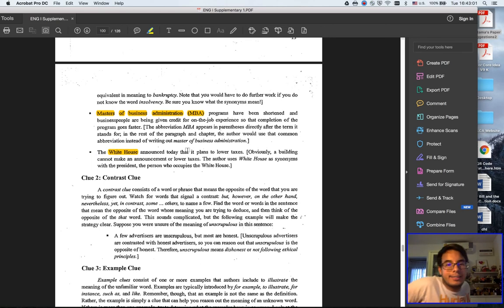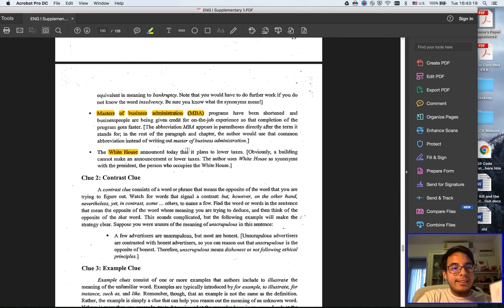And then finally, this one is a little interesting because the White House announced today that it plans to lower taxes. So the White House is a building, and it doesn't necessarily mean the building is saying that. In America, the White House refers to the president. So the president announced today that it plans to lower taxes, for example.